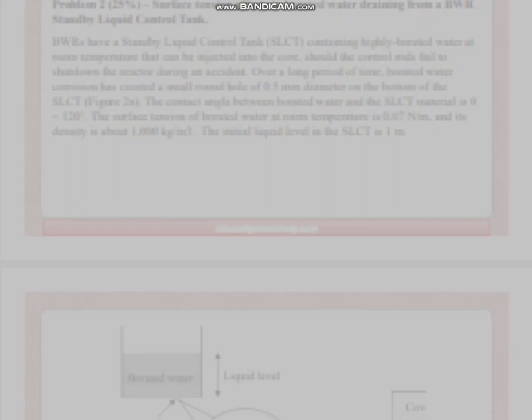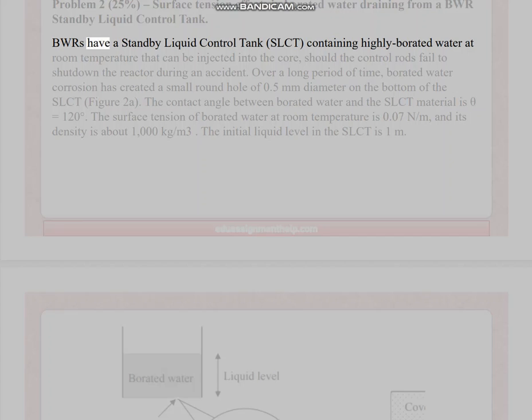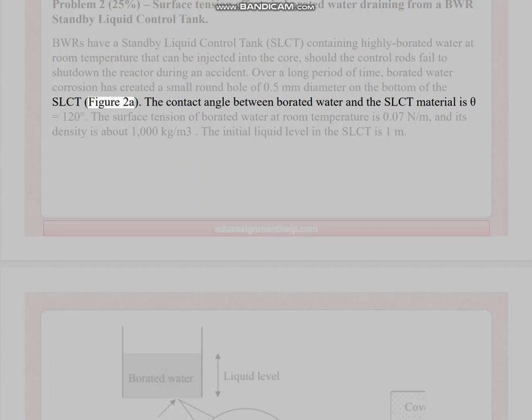Problem 2, 25%, surface tension effects in borate water draining from a BWR standby liquid control tank. BWRs have a standby liquid control tank, SLCT, containing highly borated water at room temperature that can be injected into the core, should the control rods fail to shut down the reactor during an accident. Over a long period of time, borated water corrosion has created a small round hole of 0.5 mm diameter on the bottom of the SLCT, Figure 2a.